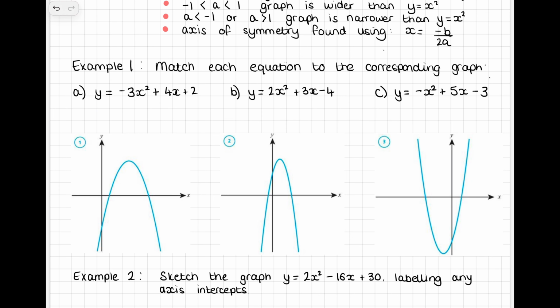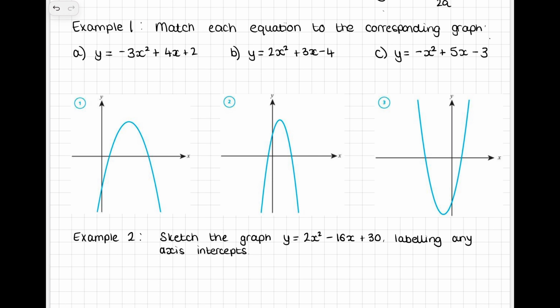Now, things to be mindful of here. The first thing that I notice is it is a negative a value. It is negative 3x squared. Because the a is negative, it means we have to have a sad face parabola, which means it can only be either graph 1 or graph 2. So we've narrowed it down.